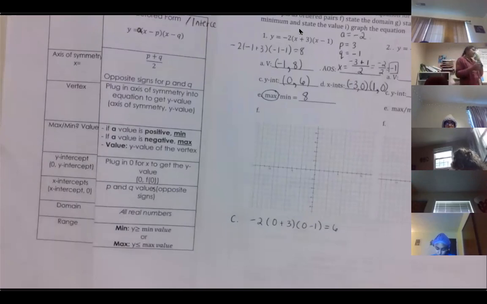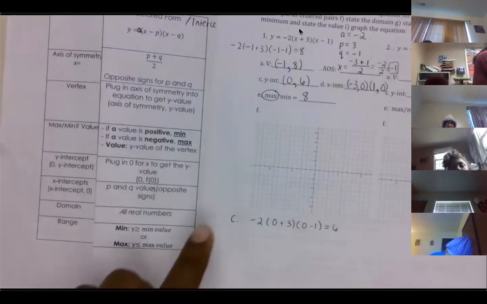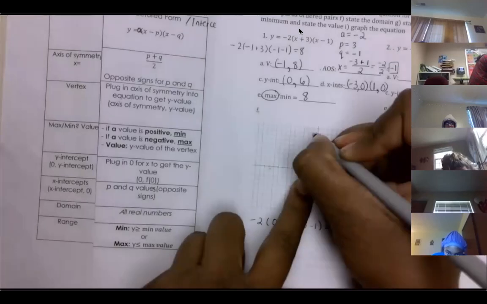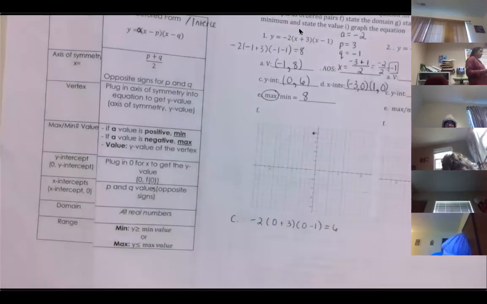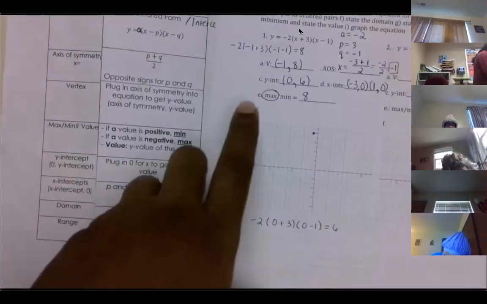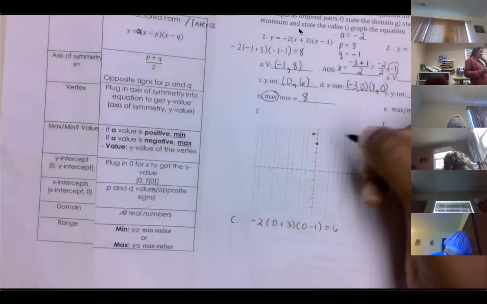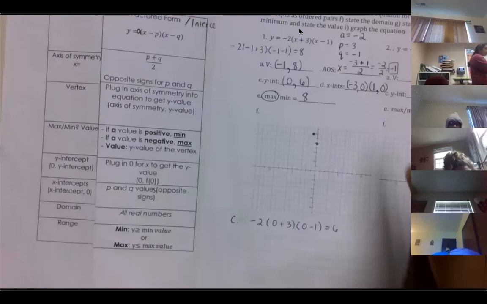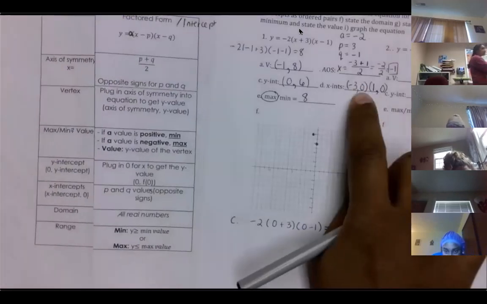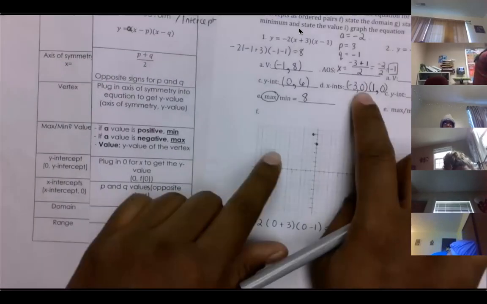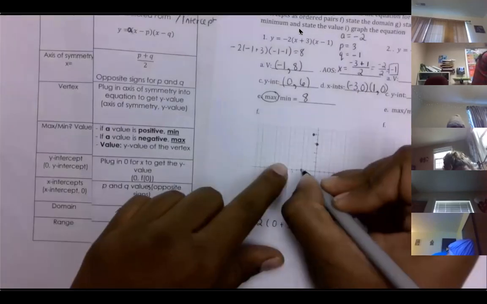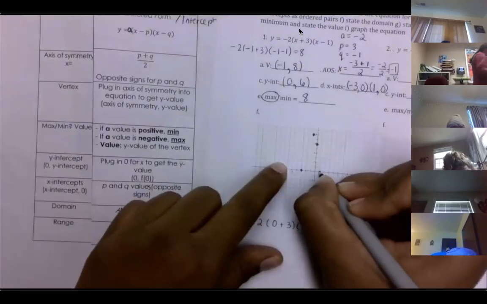All right, let's go ahead and graph it then. We've got the vertex first, so (-1, 8) is your vertex. You've got your y-intercept at (0, 6). And then we also have these 2 points. You have your x-intercepts that you can also graph. So let's go ahead and graph (-3, 0) and (1, 0).